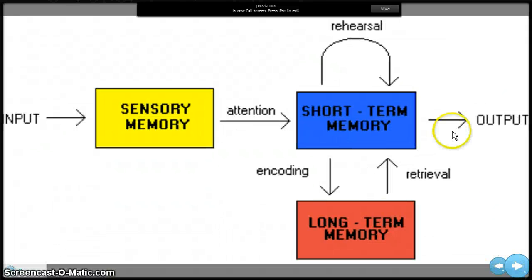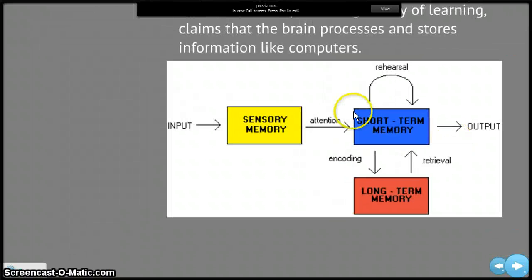And so I found this diagram here that kind of explains how there's input, which is basically what we'll be teaching, which goes into sensory memory, which is immediate, which really requires attention to get it over to short-term memory. And then short-term memory, enhanced by rehearsal and a lot of other brain tools, can be encoded into long-term memory and then retrieved again for output later.